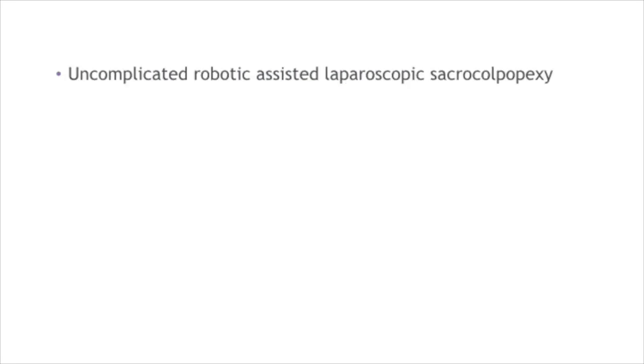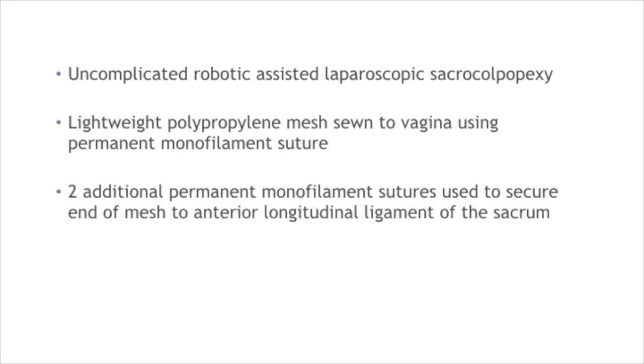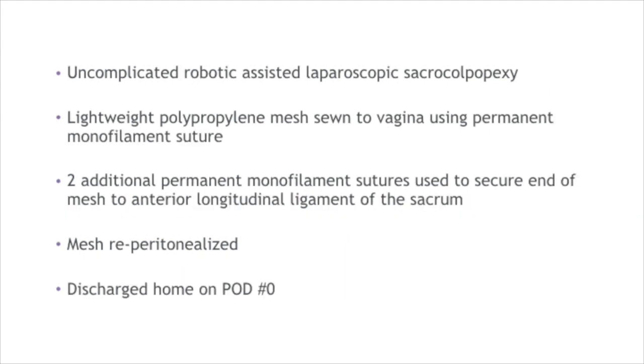After extensive counseling, she underwent an uncomplicated robotic-assisted laparoscopic sacrocolpopexy. Permanent monofilament suture was used to secure a lightweight polypropylene mesh to the anterior and posterior walls of the vagina. 2 additional permanent monofilament sutures were used to secure the ends of the mesh to the anterior longitudinal ligament of the sacrum below the sacral promontory. The mesh was then reperitonealized. Her postoperative recovery was uncomplicated, and she was discharged home on postoperative day 0.